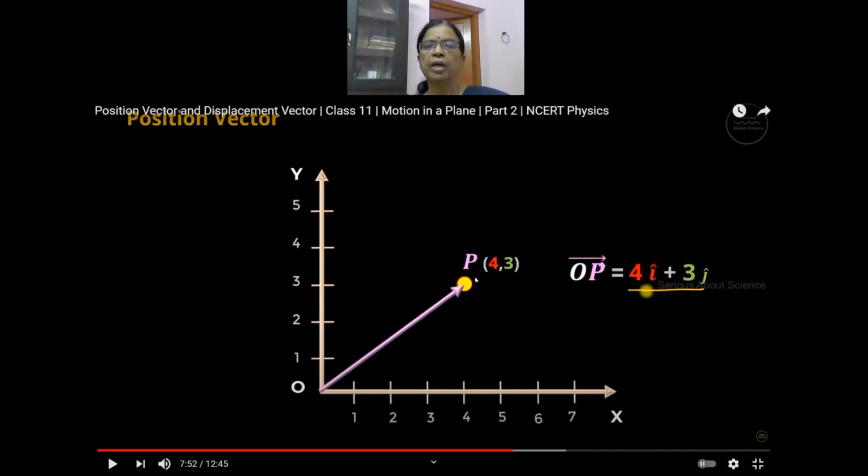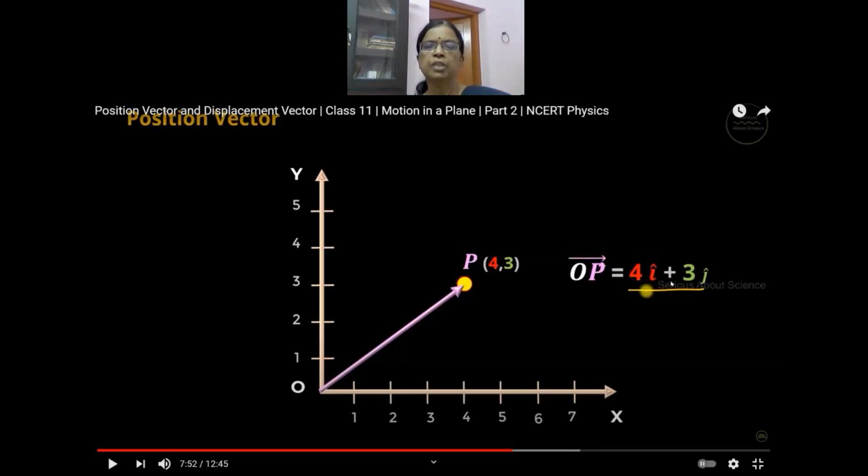How will you represent vector OP with vectors? Vector OP equals 4 i cap plus 3 j cap. Very good. Let's see. 4 i cap, 4 centimeter it moved along the x direction. So 4 i cap plus 3 centimeter. See, its y component is 3. This point corresponds to (4, 3). So 4 distance along x direction and 3 centimeter along y direction. So we can represent vector OP equal to 4 i cap plus 3 j cap.